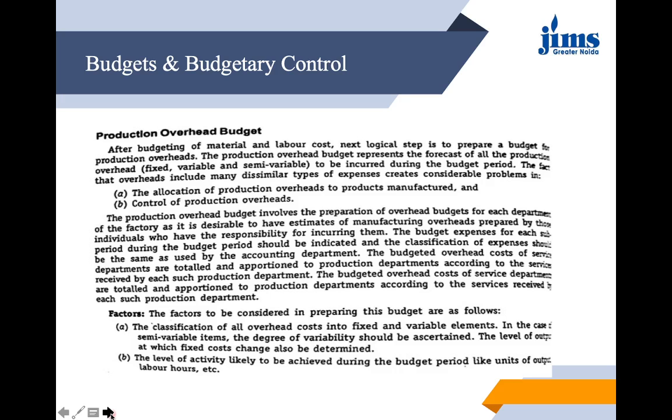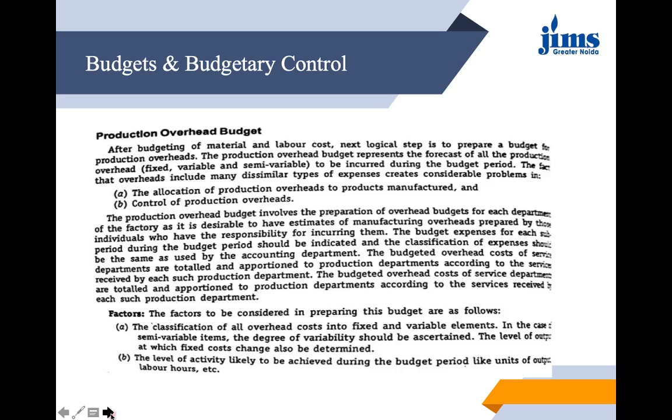It may be fixed, variable, or semi-variable, which are supposed to be incurred during the whole budget period. That budget period can be of a month, a week, a year, or a quarter, and in general it is of a year, because we forecast for a year in general. The fact that overheads include many dissimilar types of expenses creates considerable problems, like the allocation of production overheads to products manufactured, and control of production overheads. These are the two problems we have.